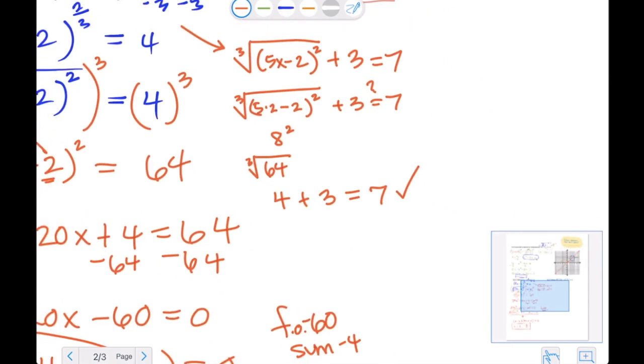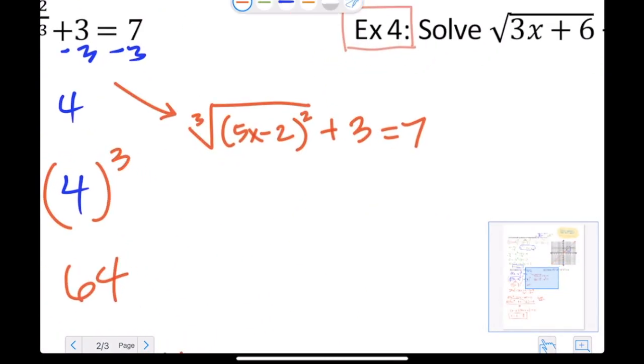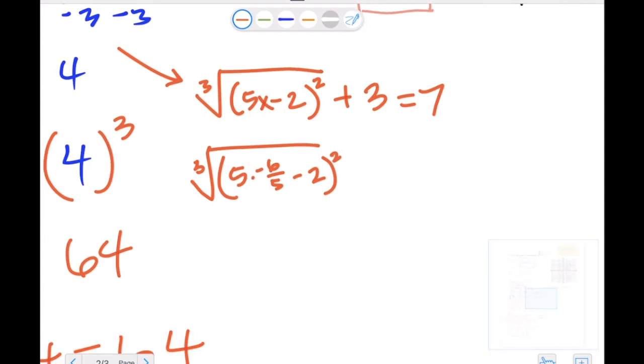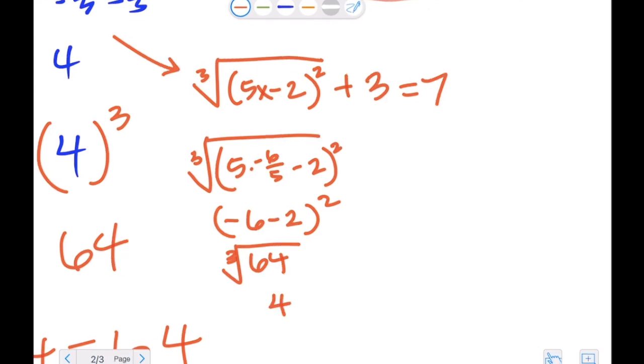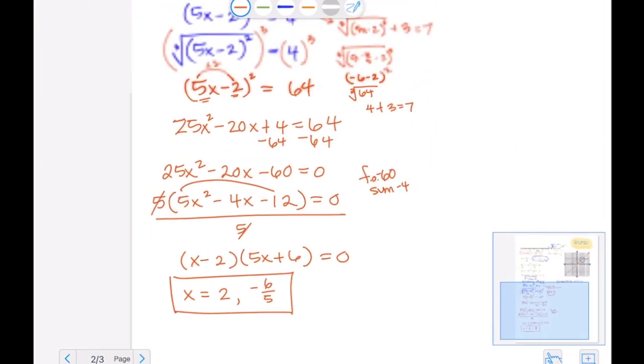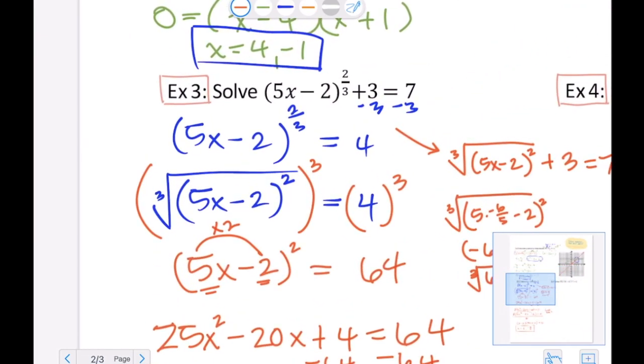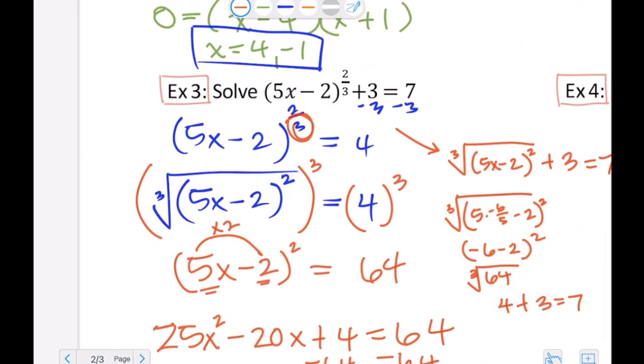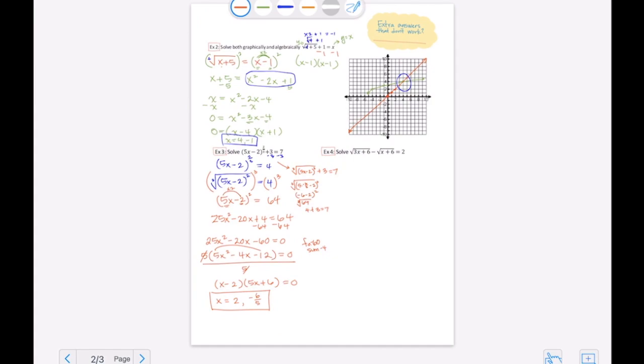Now let's try our second one. If we plug in a negative 6/5, we can multiply 5 times negative 6/5. That's going to give us a negative 6 minus 2. If we square that, negative 6 minus 2 is negative 8, and 8 squared is 64. And again, our cube root of 64 is 4. And 4 plus 3 is equal to 7. So in this case, both of our solutions do end up working. The quick answer as to why is because this is not a square root, it's a cube root. So you do end up having like two sides of this equation.